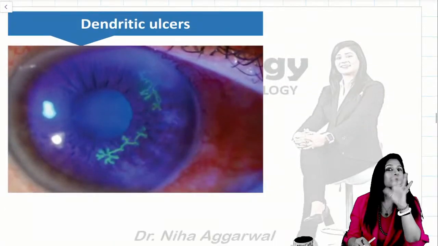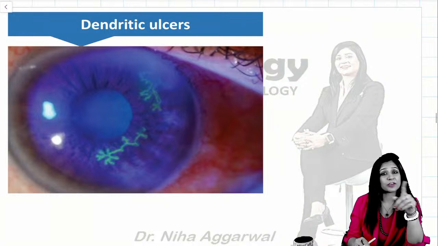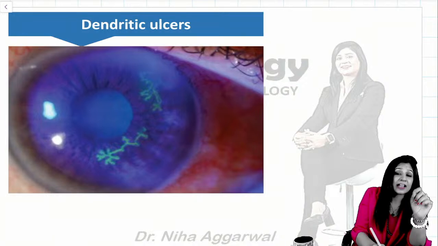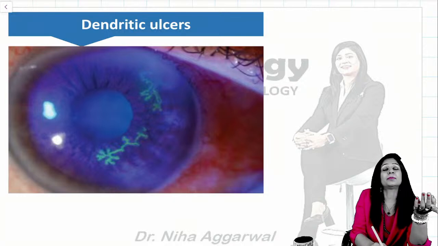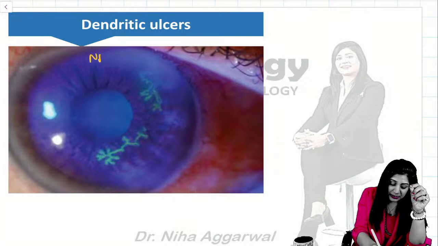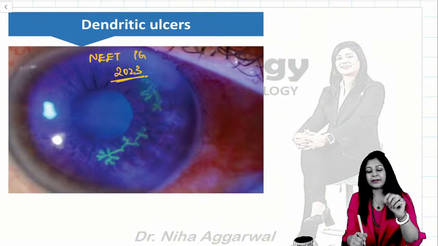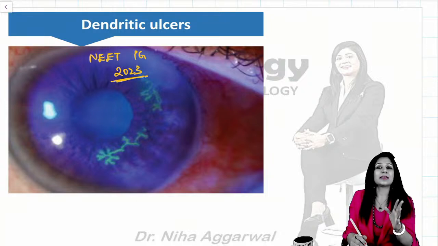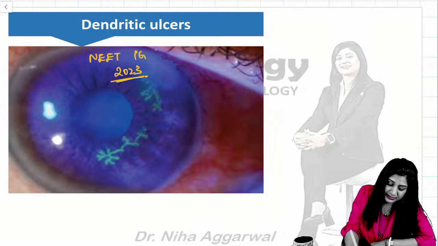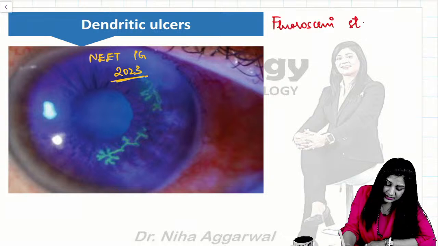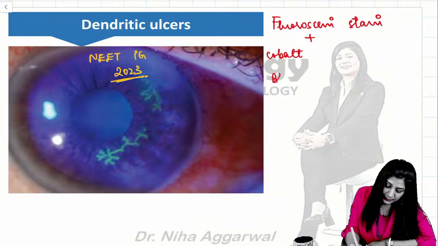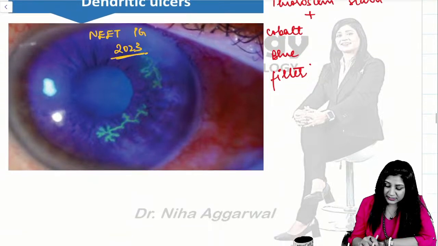Now, again, look at this picture carefully, and this picture will also come in your exam. This picture has so many times been asked in your paper. Last year, this picture was there in NEET PG 2023 also, and they had not asked the name of this lesion actually, they had asked the name of the stain. So the stain here is the fluorescein stain, and the filter that we are using here is the cobalt blue filter. That is important.